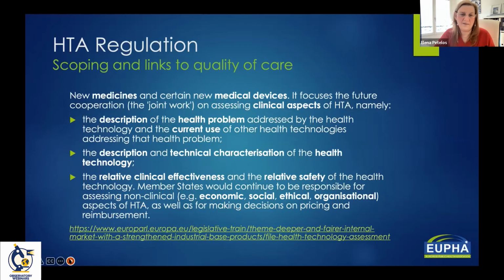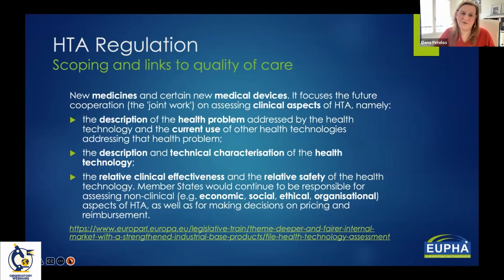So the comparative element is challenging. The description of the technical characteristics of the health technology is particularly challenging for medical devices, which were mentioned by Matthias, because you do a trial with a medical device and there are multiple iterations as it evolves. So what you are actually testing in a trial is not what you're going to actually deliver to people. So safety and quality there have a quite different hue.